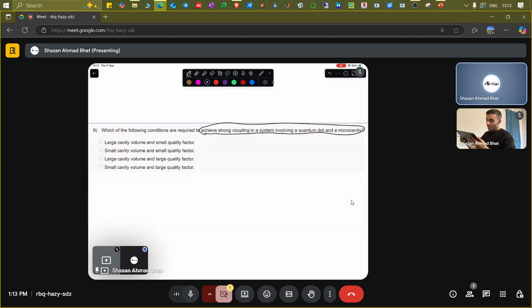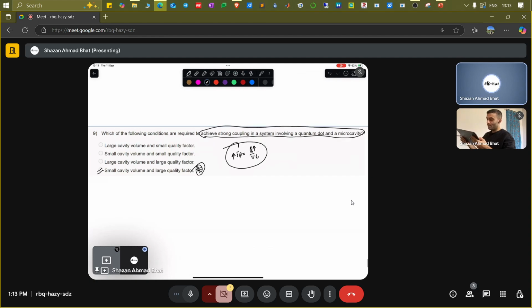Okay, so for stronger coupling, what do you need? You need a larger quality factor and a smaller cavity volume. That means the Purcell factor is basically Q over V. So you want to reduce the V and increase the quality factor in order to increase the Purcell factor. So a smaller cavity volume and a larger quality factor are desired for stronger coupling, in order to increase the Purcell factor. So yes.